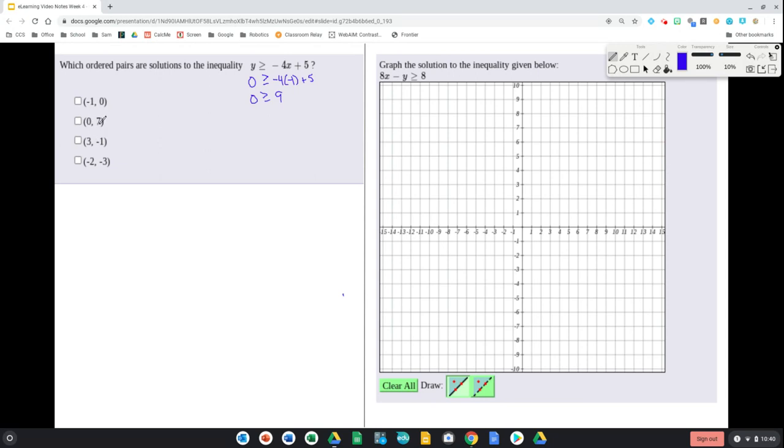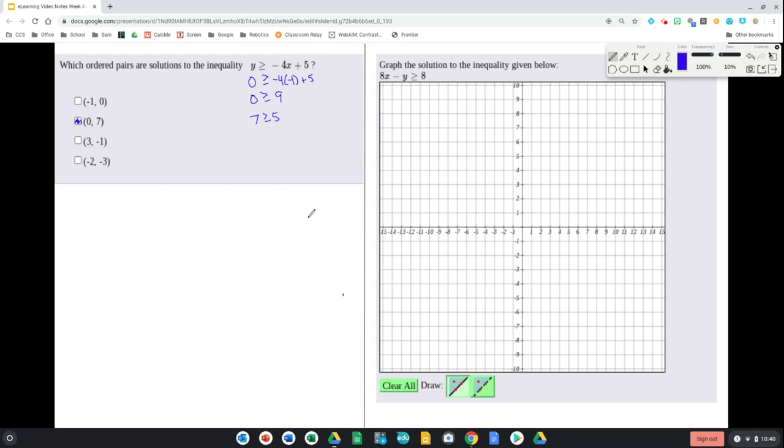If we put 0 in for x and 7 in for y, is that going to be true or false? Okay, we put in 7 for y, so it's going to be 7 is greater than or equal to, and then -4 times 0 is 0. 0 plus 5 is 5, so we get 7 is greater than or equal to 5. And so yes, that is going to be a true inequality.